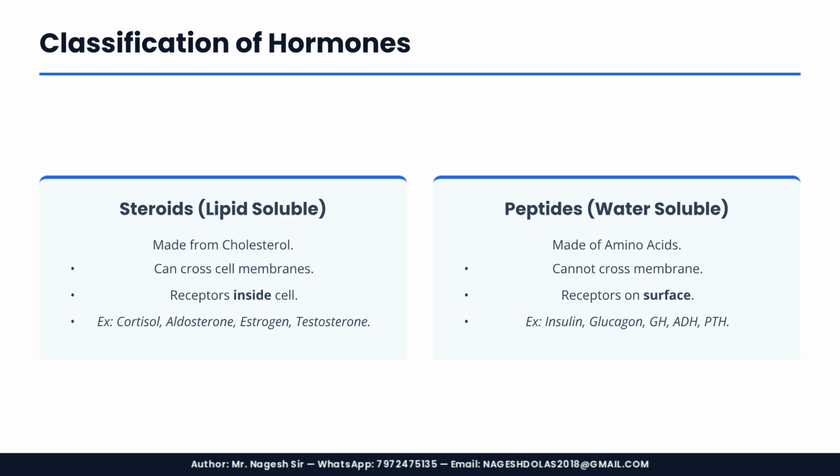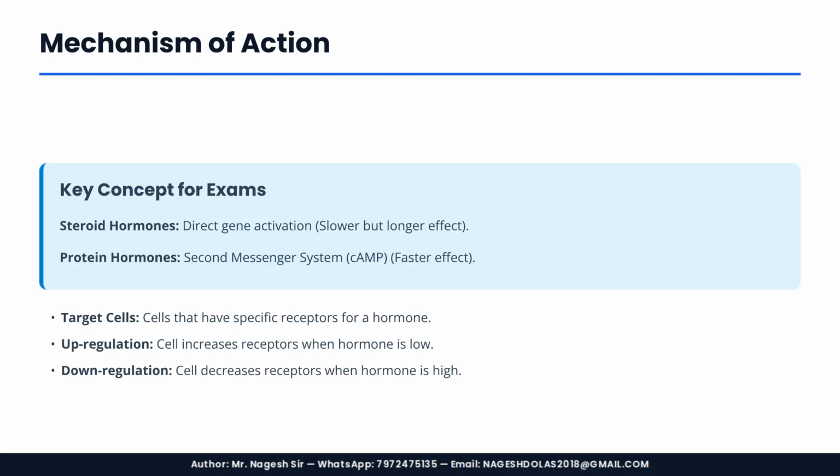Hormones are classified into steroids, which are lipid-soluble and made from cholesterol, and peptides, which are water-soluble and made of amino acids. Steroids cross cell membranes easily, while peptides use surface receptors. The mechanism of action is a key exam concept. Steroid hormones use direct gene activation, resulting in a slower but longer effect. Protein hormones use the second messenger system, such as cAMP, for a faster effect.